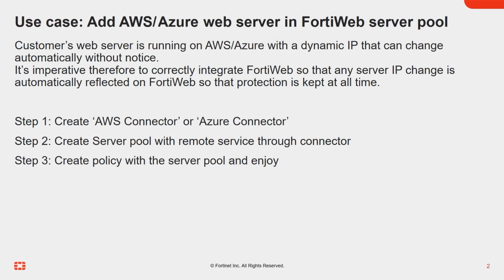Some customers have web servers running on AWS and Azure that are assigned dynamic IPs that may change without notice. FortiWeb must be integrated into these environments so it can immediately and automatically update its configuration when IP changes occur. This is done using a connector. Let's review how this is configured.